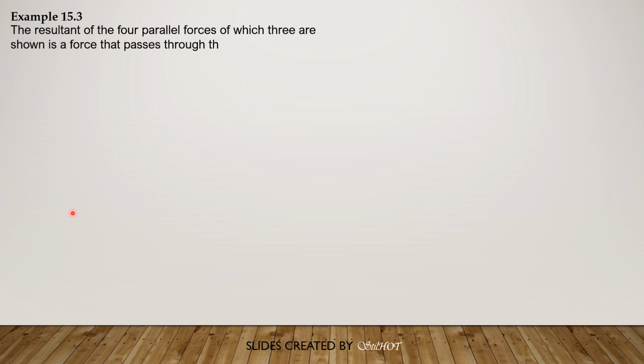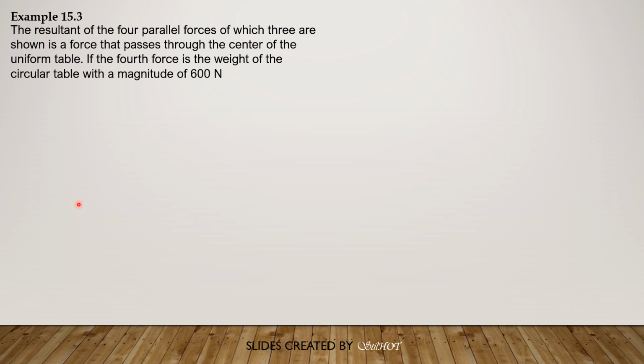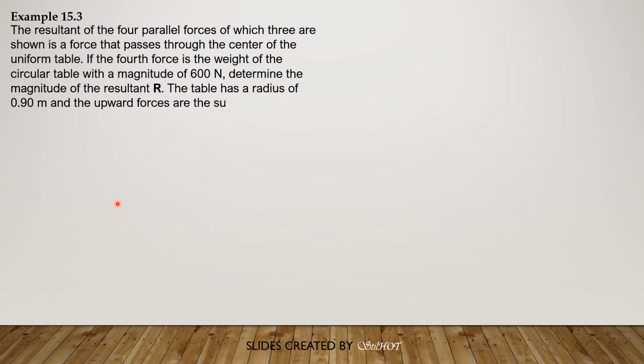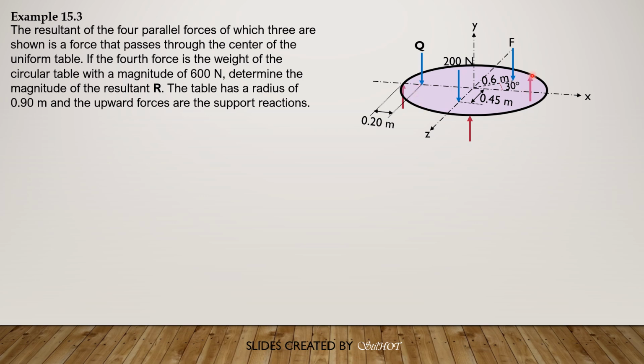For our third example, the resultant of the four parallel forces, of which three are shown, is a force that passes through the center of the uniform table. If the fourth force is the weight of the circular table with a magnitude of 600 newtons, determine the magnitude of the resultant R. The table has a radius of 0.9 meters and the upward forces are the support reactions. In other words, we don't care about the support reactions, we only consider the forces. Take note that the table is uniform, so the weight passes through the center also, in the opposite direction of the y-axis.